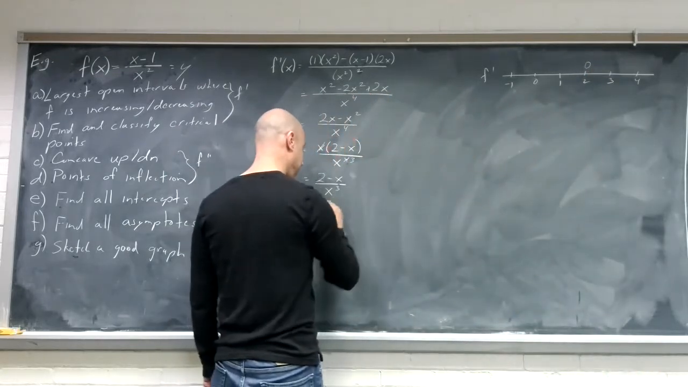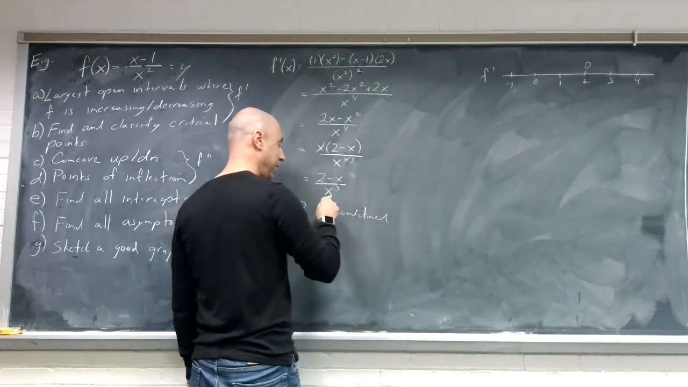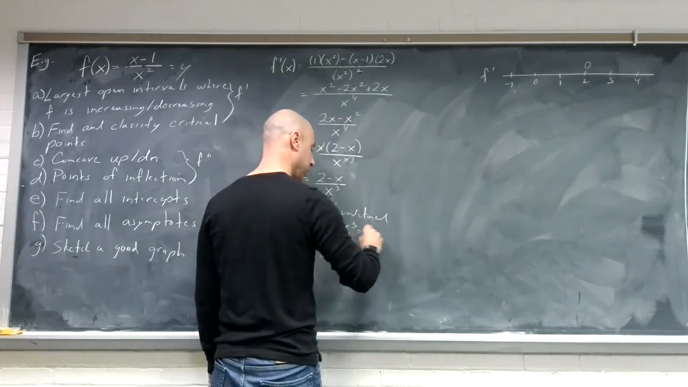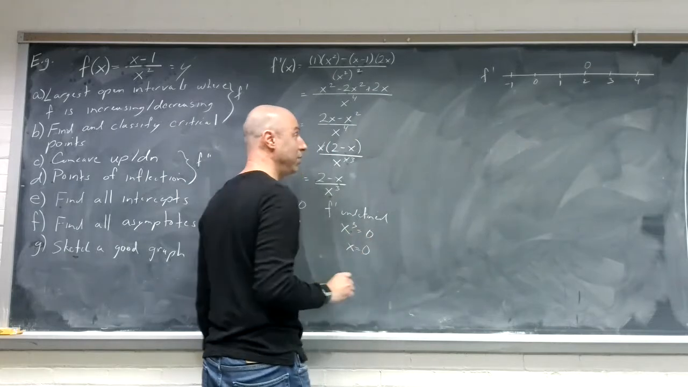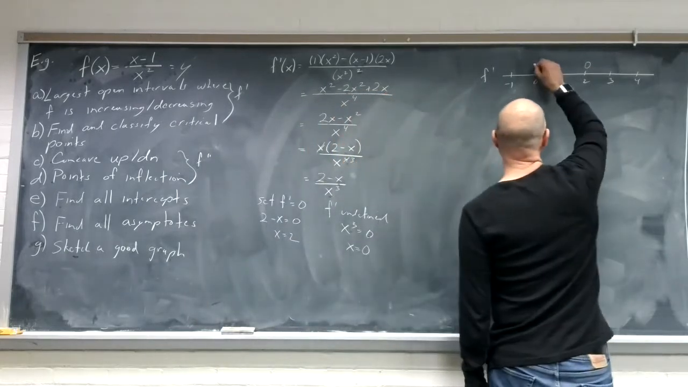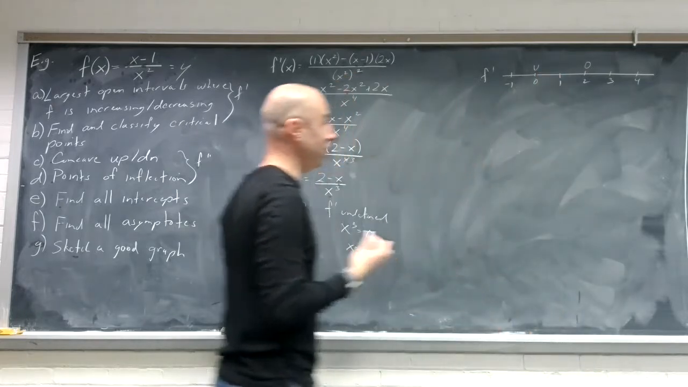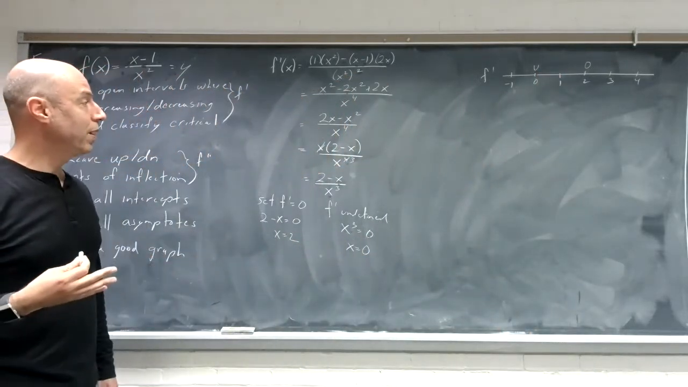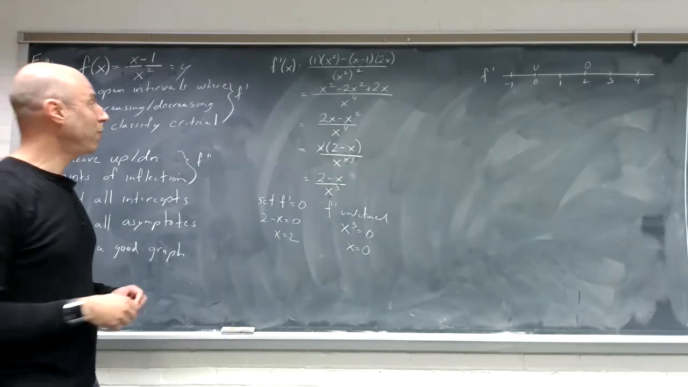And if f prime is undefined, then the bottom is going to be equal to 0. In other words, x cubed is going to be 0. In other words, x is going to be 0. So it's undefined at x equals 0. We'll have to make a mark there that looks different than a 0. It's going to be a u. And that breaks the real number line up into 3 parts. We can pick a point from each part.